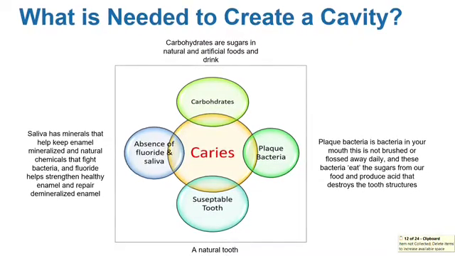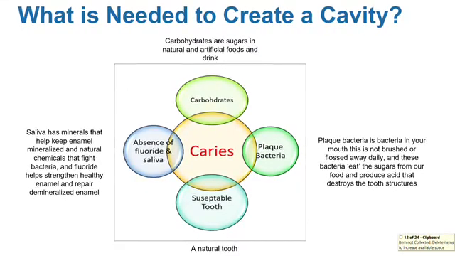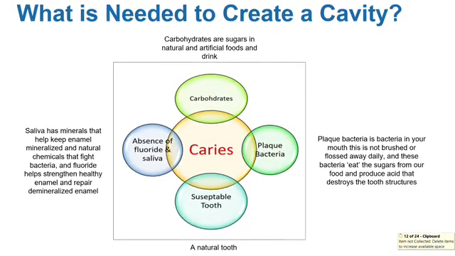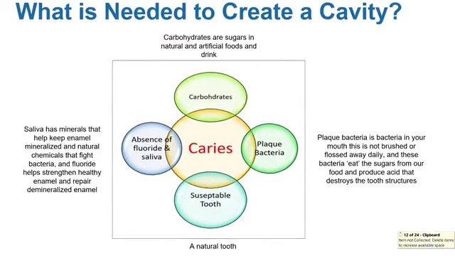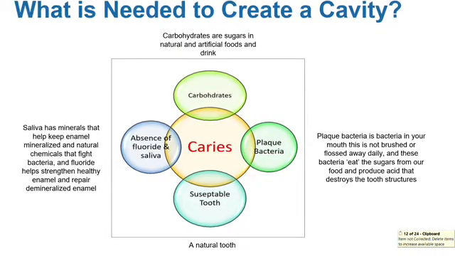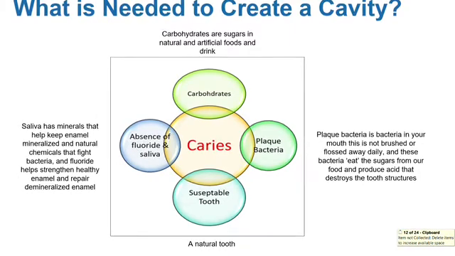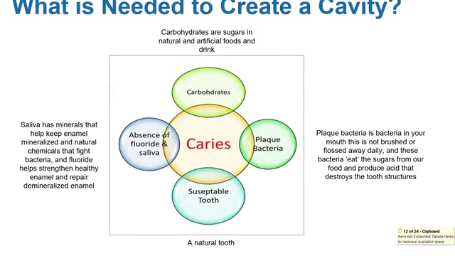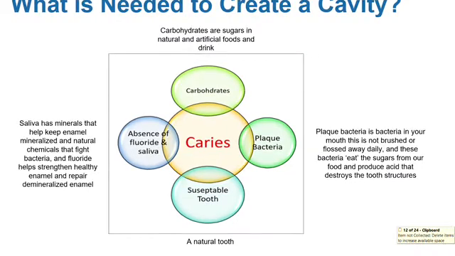The second needed thing is plaque bacteria. Bacteria naturally form in everyone's mouth and cannot be avoided, but can be drastically reduced by brushing and flossing, and we'll talk about that later. The third thing is carbohydrates or sugar. These come from everything that we choose to eat and drink. And the fourth thing that is needed is absence of fluoride and saliva. Saliva has minerals that help keep enamel mineralized and natural chemicals that fight and kill bacteria in your mouth. And fluoride also helps to remineralize damaged areas of enamel.